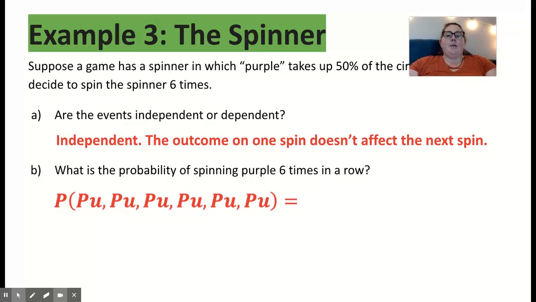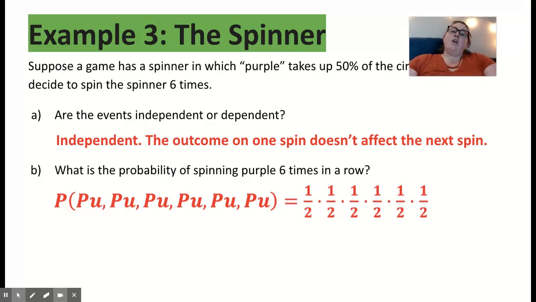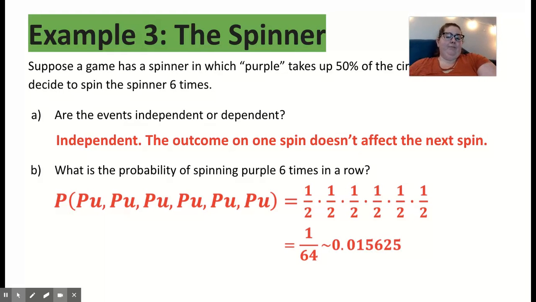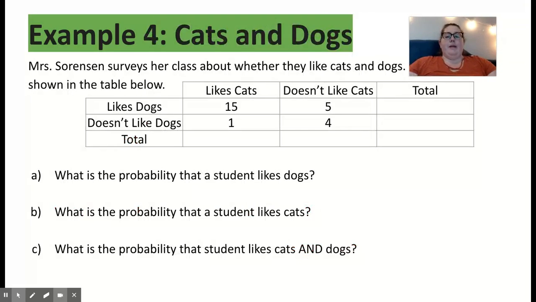So the probability of getting purple, according to this up here, is 50% or 1/2. So I'm going to do 1/2 times 1/2 times 1/2 times 1/2 times 1/2 times 1/2. You could also just do in your calculator 0.5 times 0.5 times 0.5 times 0.5 times 0.5 times 0.5, and that would work as well. But if I use the fraction, multiply all those, I get 1/64th, which is about 0.01565. So those are 2 examples of using our multiplication rule in probabilities.